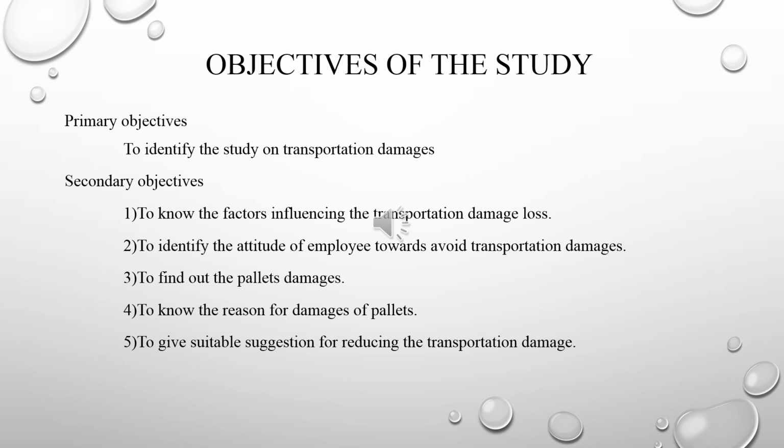Objectives of the study. Primary objective: to identify the study on transportation damages. Secondary objectives: to know the factors influencing the transportation damage loss; to identify the attitude of employees towards avoiding transportation damages; to find out the pallet damages; to know the reasons for damages of pallets; and to give suitable suggestions for reducing the transportation damages.